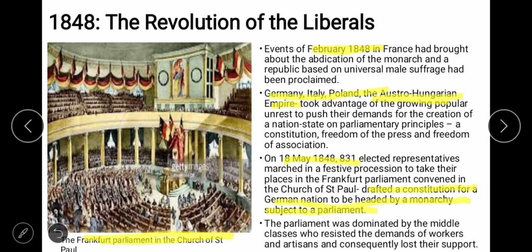The social basis of parliament started eroding, because the parliament, formed by these 831 elected representatives, was dominated by the middle classes who resisted the demands of workers and artisans. Consequently they lost their support, and in the end troops were called in and the assembly was forced to disband.